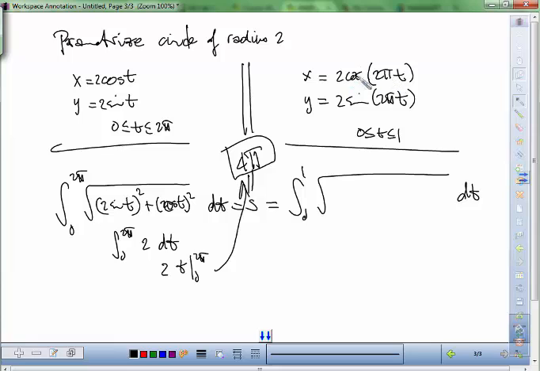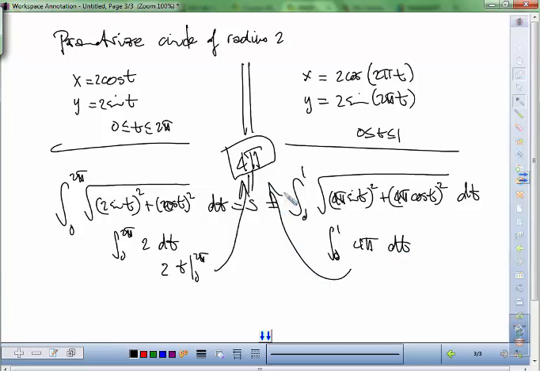And then if we were to take this other integral, the derivative of this is 2 times the derivative of the inside, right? So that's 4 pi sine t squared plus 4 pi cosine t squared. And so this integral would be, the 4 pi squared would factor out, and then the square root would take away the square, so this is just 4 pi dt, and that's just equal to 4 pi. So it's the same, which is what we should expect, right?